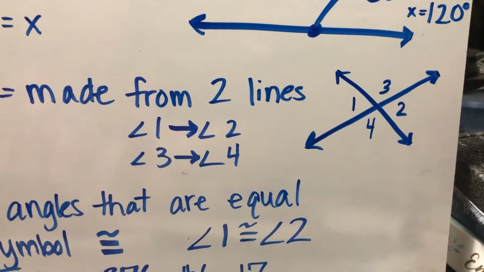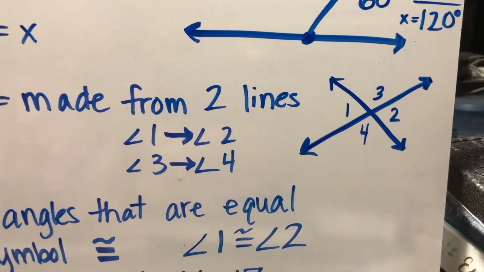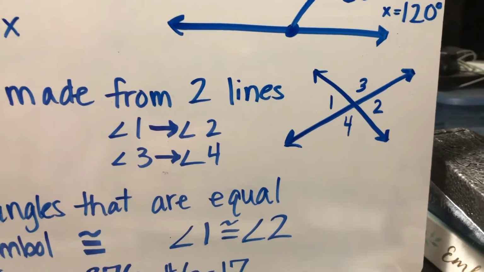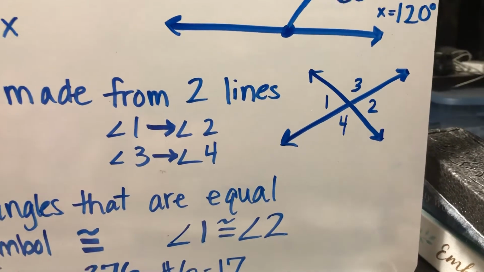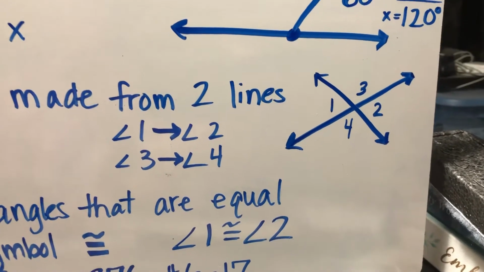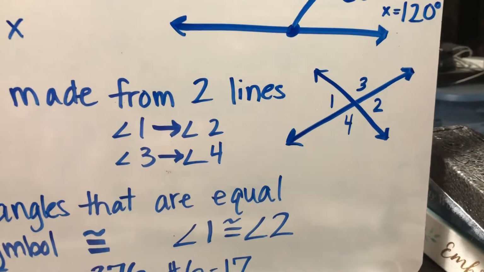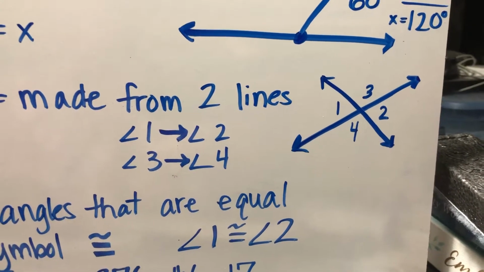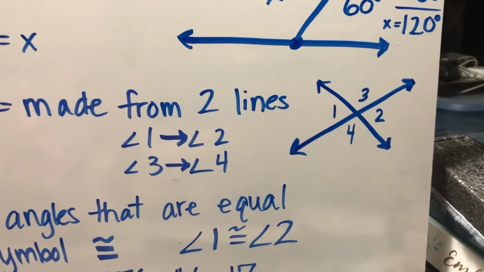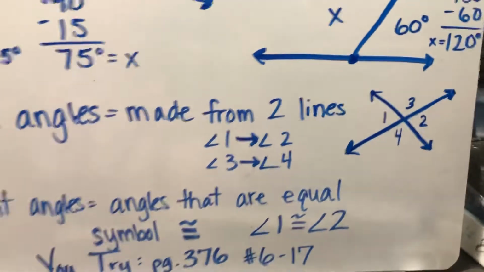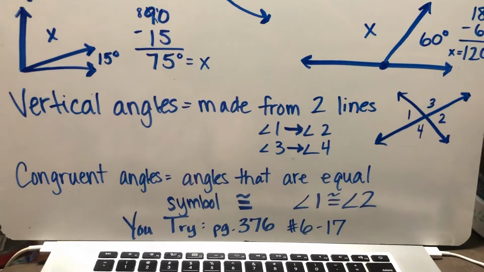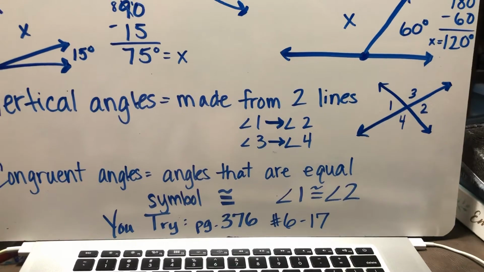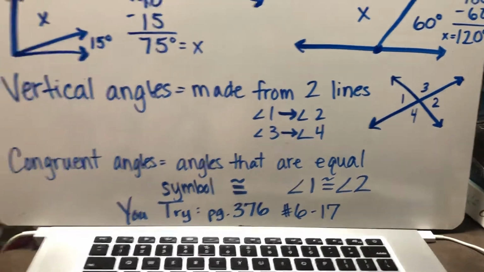So I'm just going to say if 3 measures out to be 96 degrees, then 4 is also 96 degrees. If angle 1 measures out to be 84, then angle 2 has to be 84 degrees, okay? Because that's the math rule. When 2 lines intersect and they make vertical angles, the opposites will be equal, 1 and 2, 3 and 4.